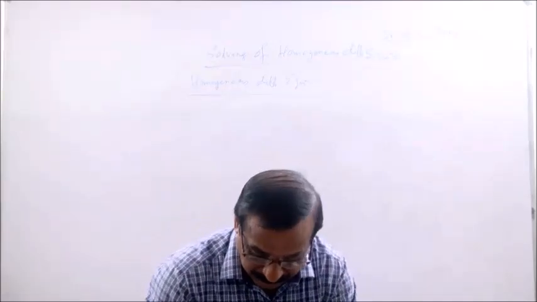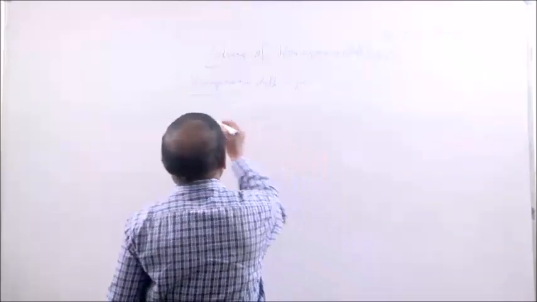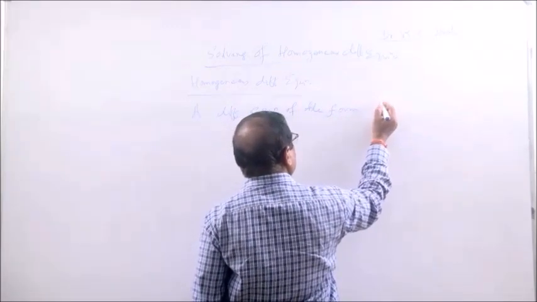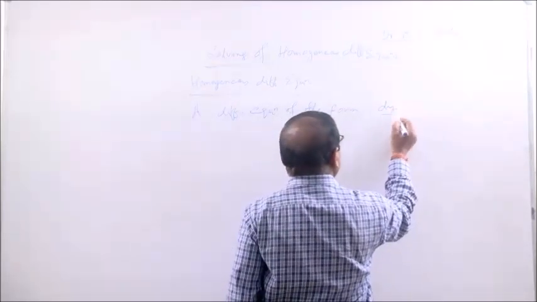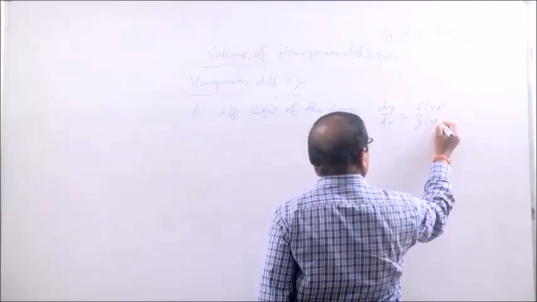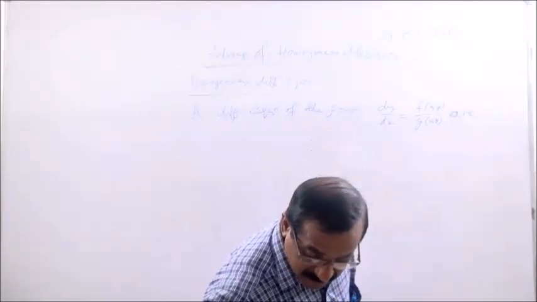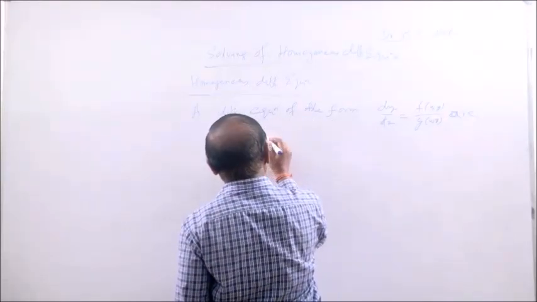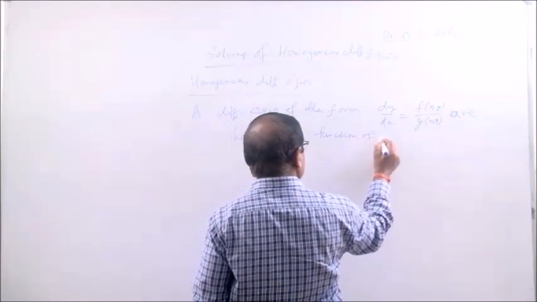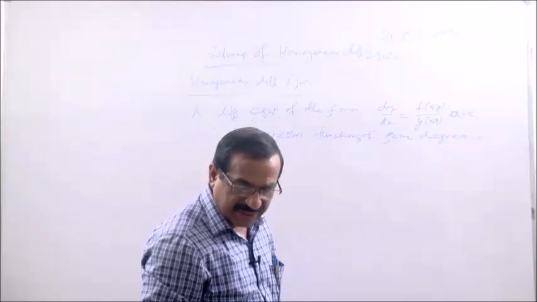You see, the differential equation of the form dy by dx is equal to f(x,y) by g(x,y), where f(x,y) and g(x,y) are homogeneous functions of the same degree. But how do we define a homogeneous function?